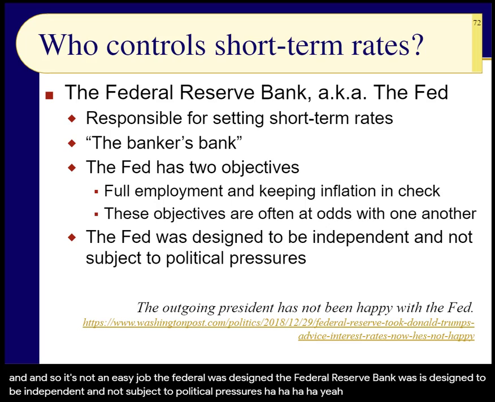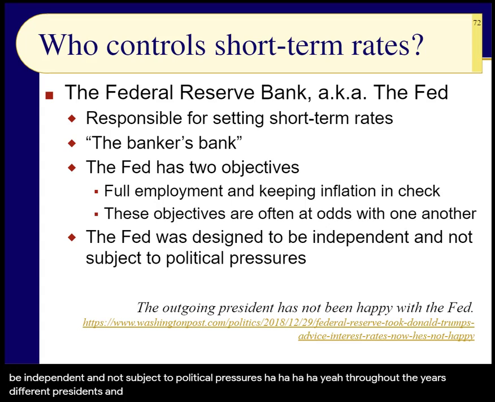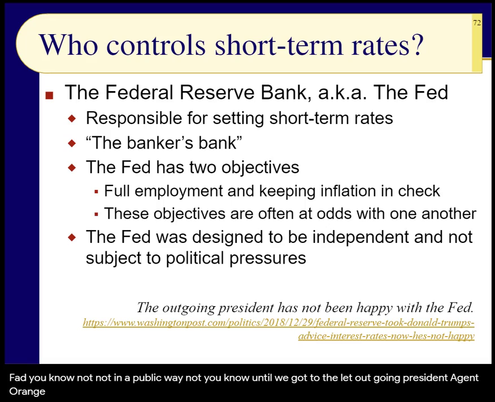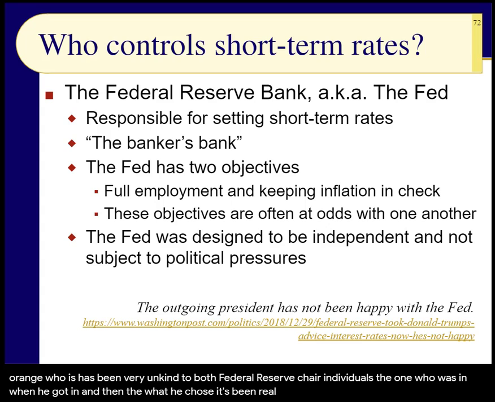Throughout the years, different presidents and different politicians have done their best to cajole and to influence the Fed. Not in a public way, not until we got to the outgoing president, Agent Orange, who has been very unkind to both Federal Reserve chair individuals, the one who was in when he got in, and then the one he chose. He's been really nasty to him too.